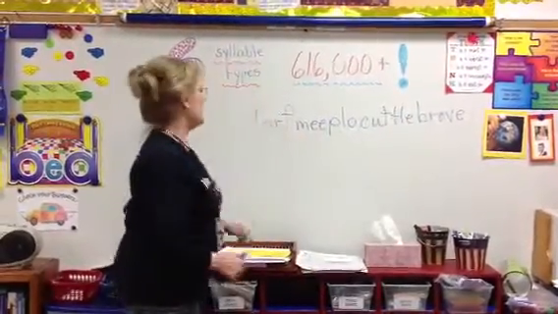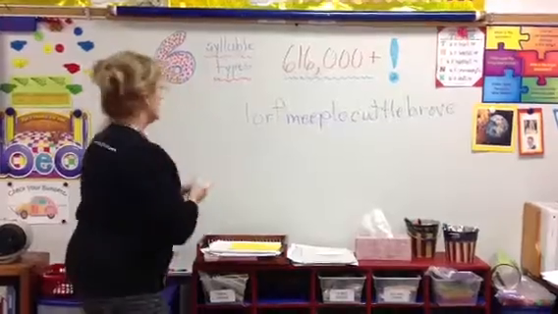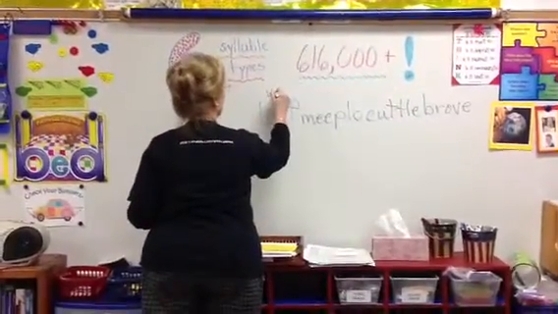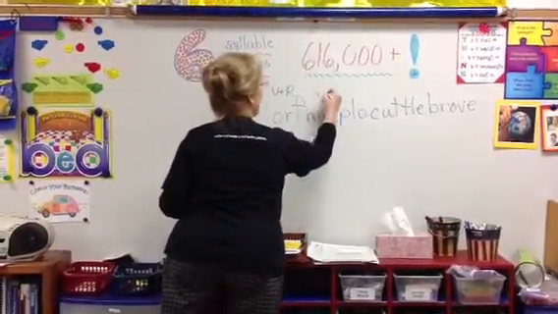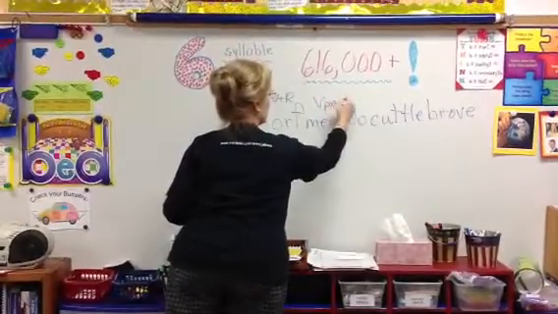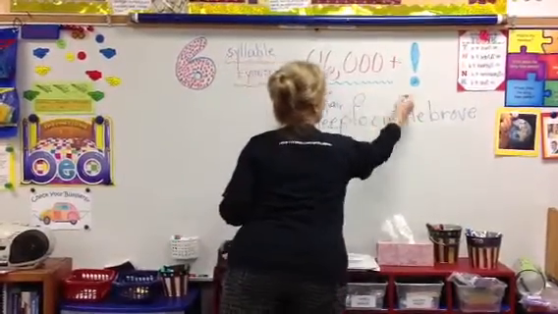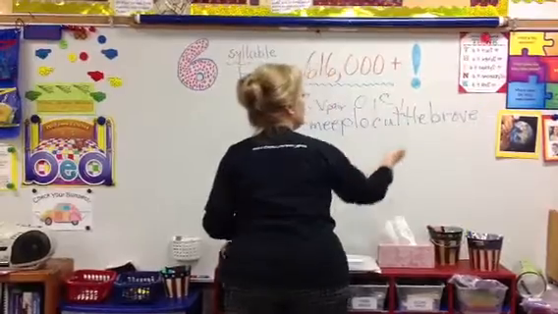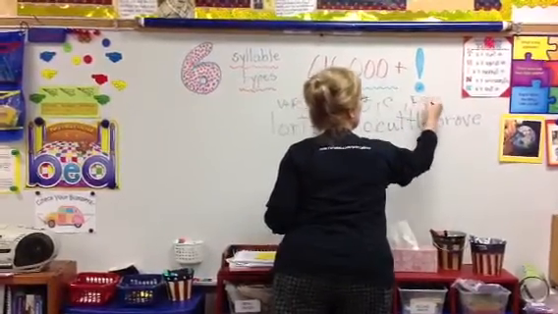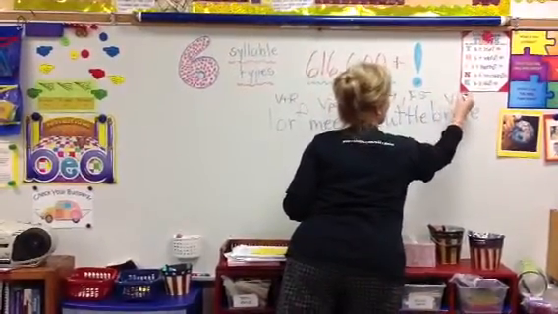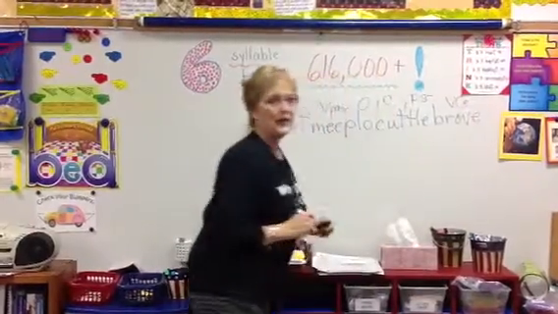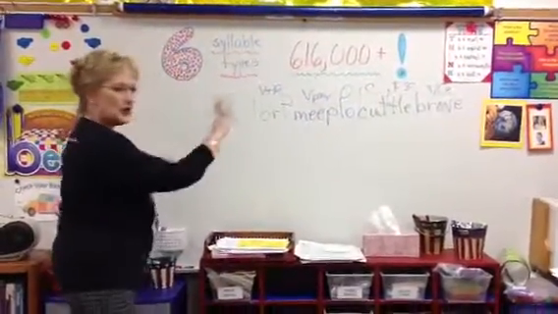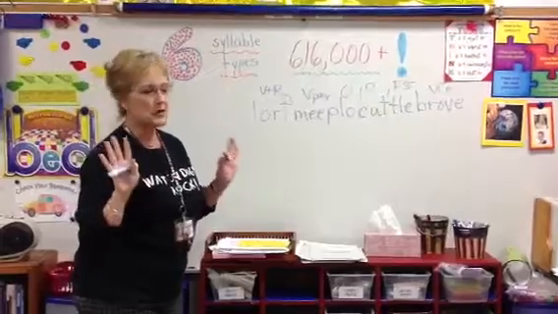Now that sounds crazy, but I'll tell you just quickly the 6 syllable types. This is a vowel plus R. This is a vowel pair. This is an open syllable. This is a closed syllable. This is a final stable syllable. And this is a vowel consonant silent E syllable. Isn't that remarkable? So if we learn all 6 syllable types, we'll be much better readers.